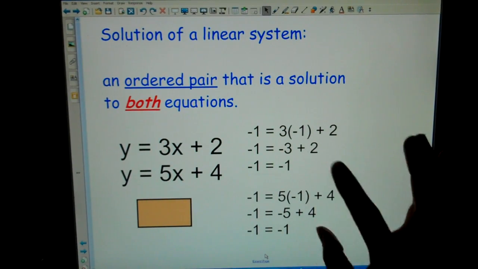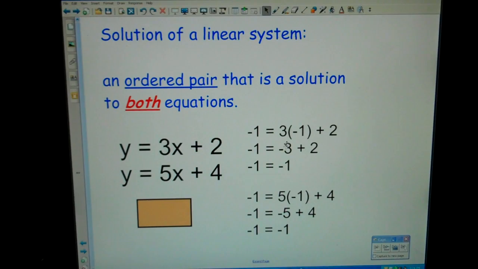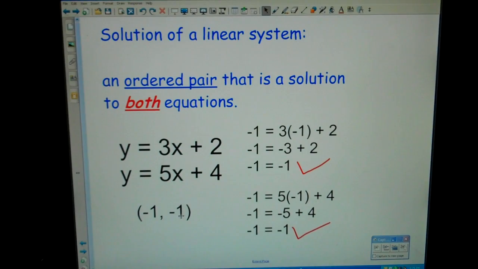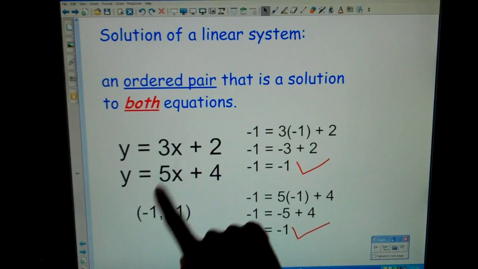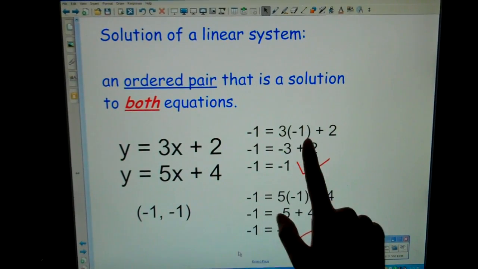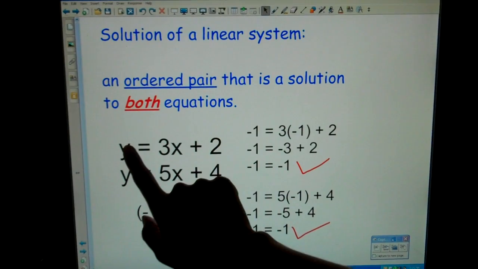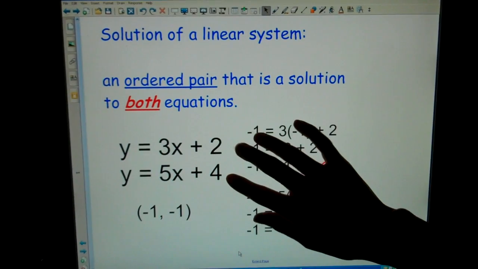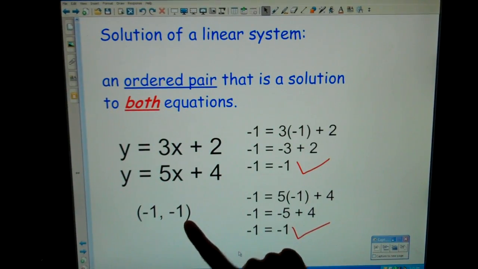So what would be my solution? Since it has to be an ordered pair, what is my x value and y value that makes both of these true? I end up with check marks for both of these. What would be my ordered pair? -1 is equal to -1, and that's equal there. Do you have it? Well, my ordered pair is -1, -1. I plugged in -1 for x. There's my x coordinate. I get out -1. That is my y. There's y. So the ordered pair that makes this true for both is -1, -1.